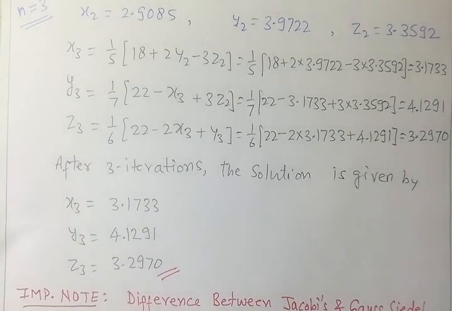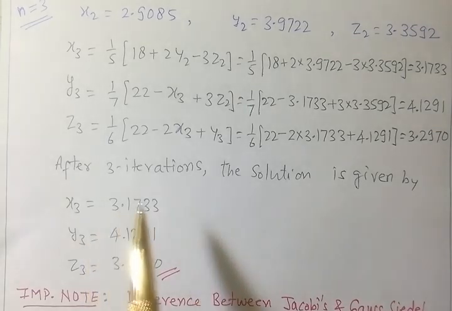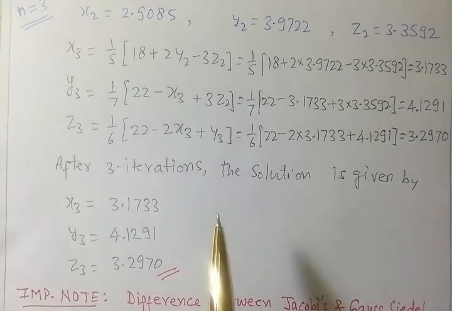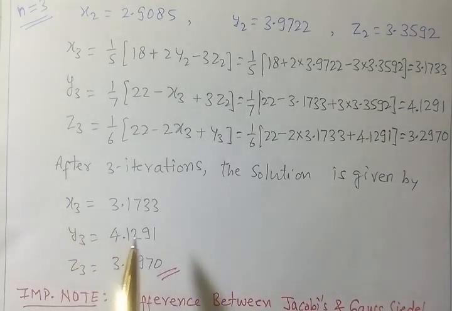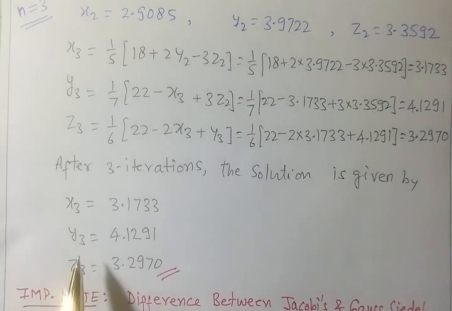Now 3 iterations are over and we are asked to complete the problem with 3 iterations only. So after 3 iterations we can directly write down the solution as, after 3 iterations the solution is given by x3 is equal to 3.1733, y3 is equal to 4.1291, z3 is equal to 3.2970. It's the same values, you can see. This will be the final answer and your problem is over.